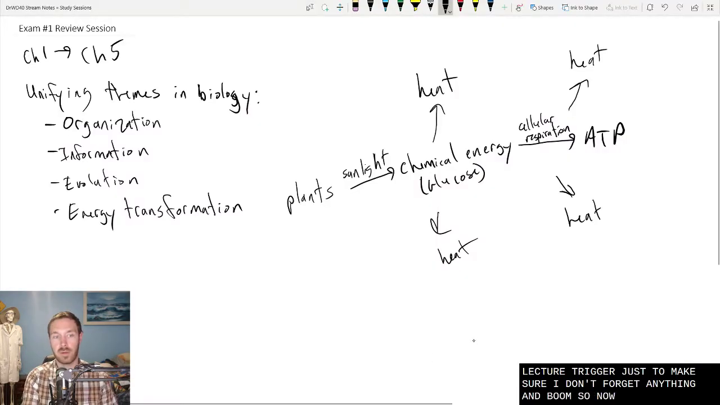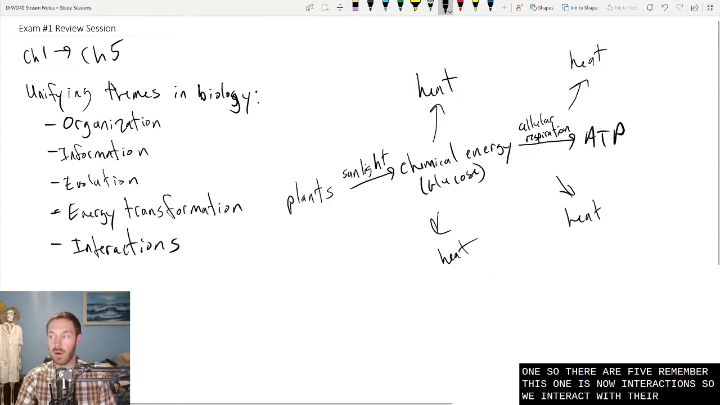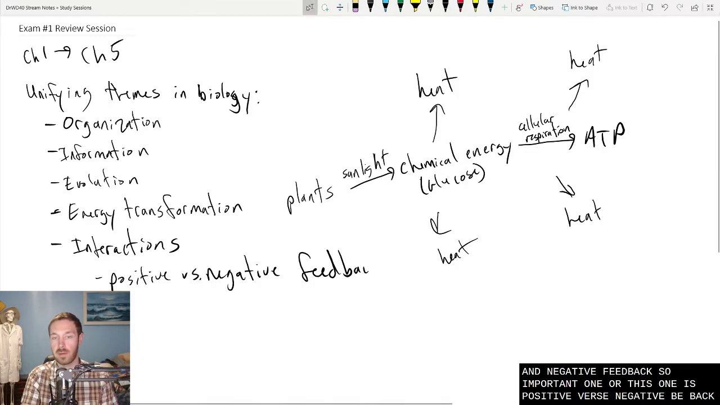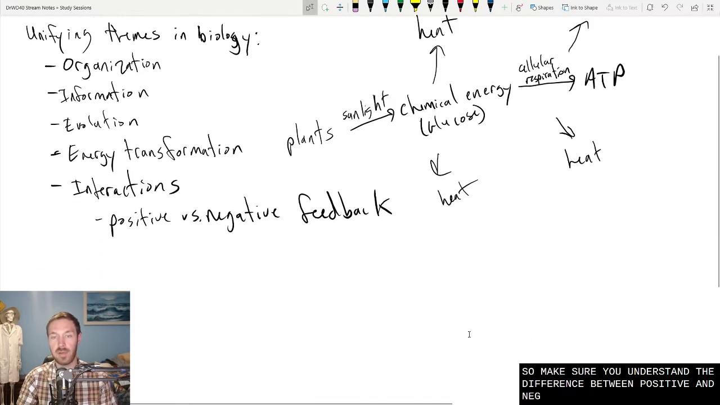So now, what's the last one? So there are 5, remember. This one is now interactions. So we interact with our environment, and our environment interacts with us. That interaction can be both positive and negative. Within our body, we have our own interactions. We have positive and negative feedback. So an important one under this one is positive versus negative feedback. So make sure you understand the difference between positive and negative feedback.